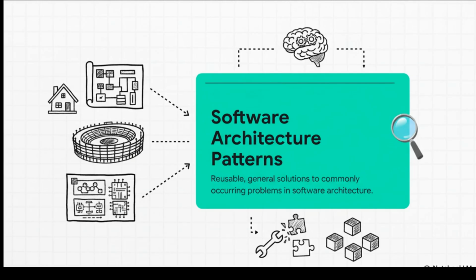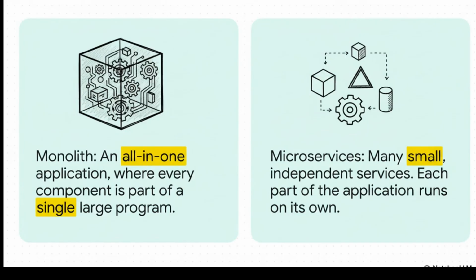And it really is just like having a library of different blueprints. You wouldn't use the blueprint for a cozy little house to build a giant football stadium, right? In the exact same way, an engineer picks the right architectural pattern for the job they're trying to do. And just to give you an idea, here are two of the most common patterns. On one hand, you have the monolith. Think of this as an all-in-one application. Everything is tightly bundled together. It's simpler to get started, but if one little part breaks, the whole thing can crash.